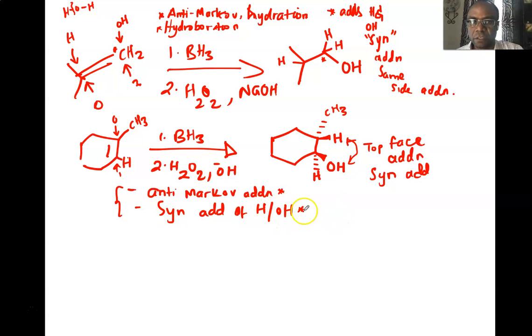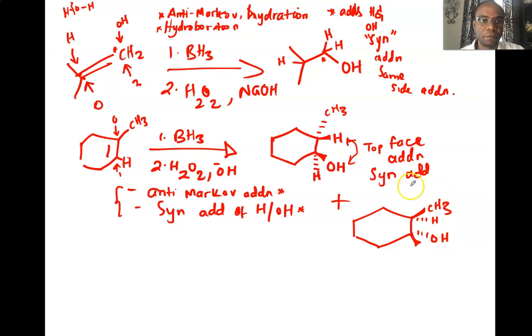Okay, which means it's very possible for you to have the opposite, where the H and the OH were added from the bottom face. So I'll put the hashed bond for H and OH. Both of these show syn addition, because you can see the elements that were added are on the same side.